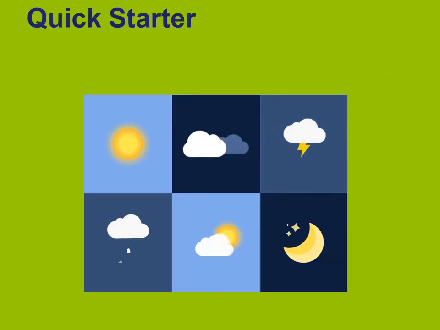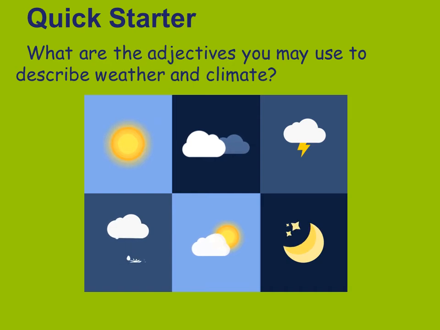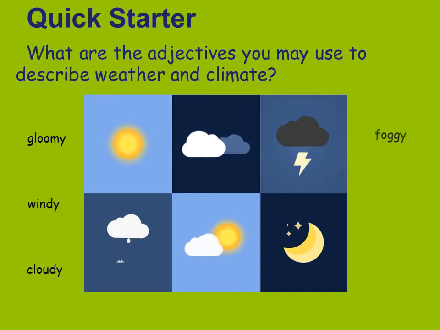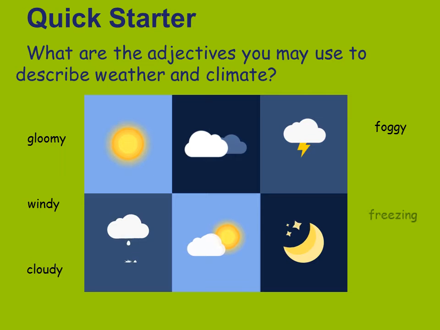For a quick starter question, what are the adjectives you may use to describe weather and climate? By the way, when you say adjectives, they are words that describe something. Okay, so look at the illustration here. Think of the word that describes or says something about weather and climate. Okay, so we have some examples here. You may say gloomy, windy, you have cloudy, you can also say foggy, freezing, stormy.